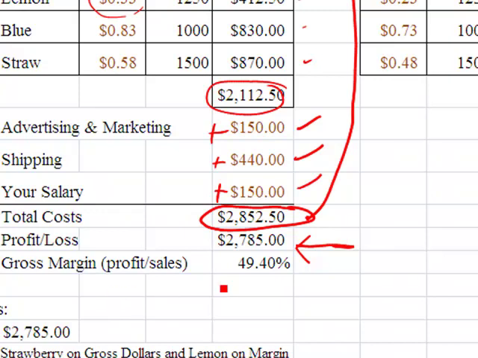To find out what the margin is on this amount of profit, all we are going to do is take the $2,785 and divide it by the sales right here. So we take profit and divide it by sales, and that gives us our gross margin.